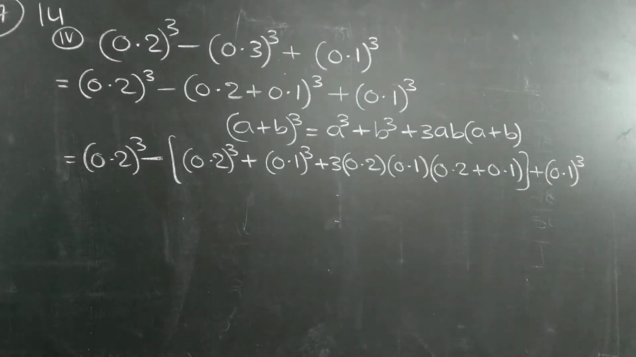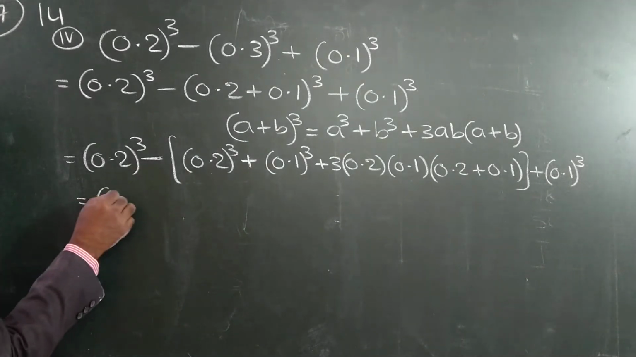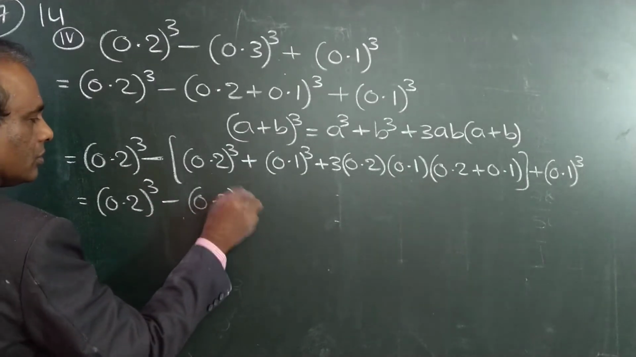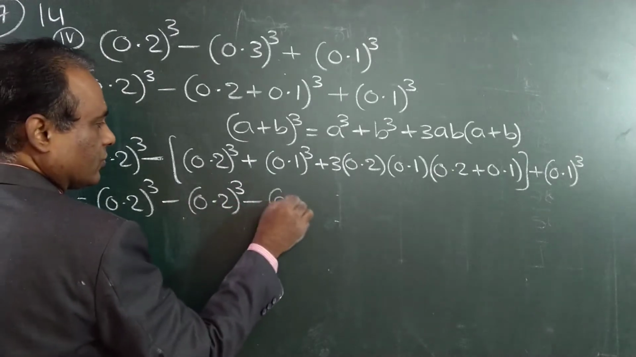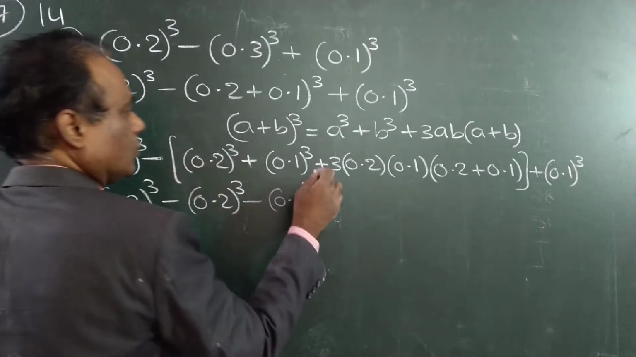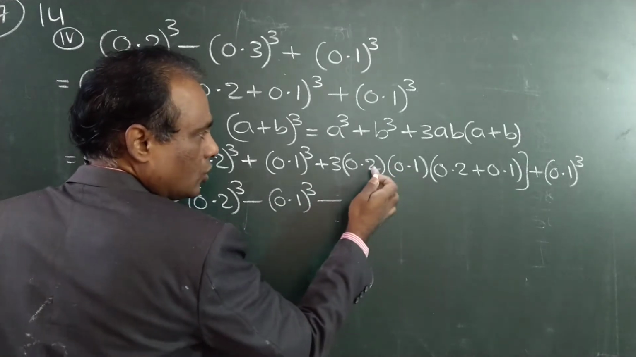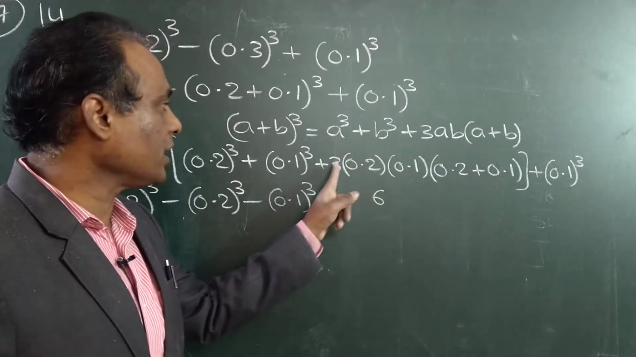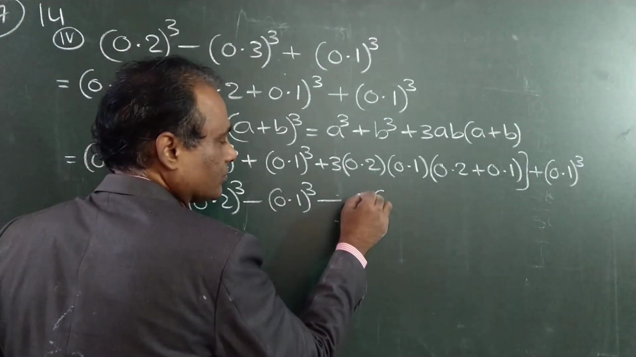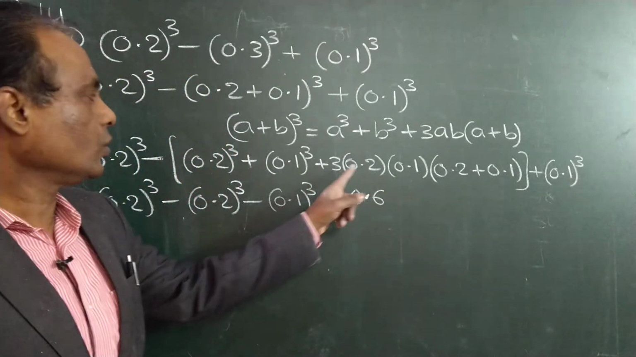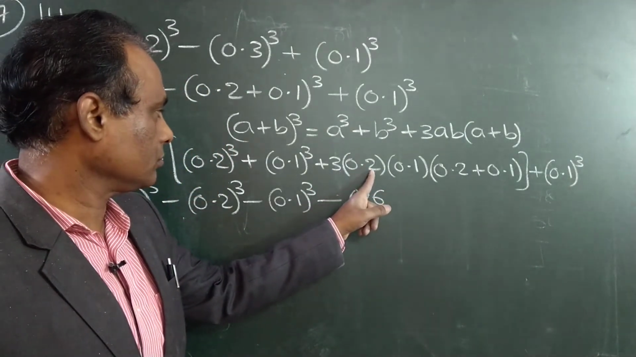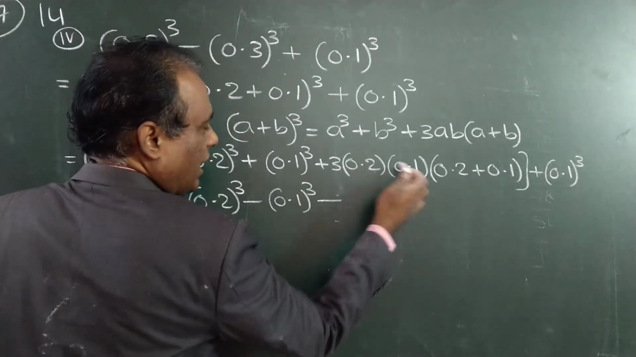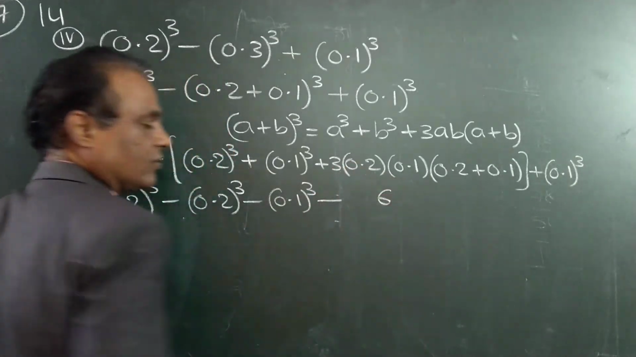Next step, only open the brackets. This bracket I am opening, so all the signs will change. Minus, plus into minus, minus into plus, minus. 1 into 2, 2; 2 into 3, 6. 3 twos are 6.